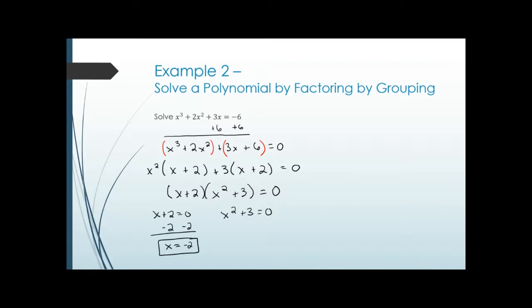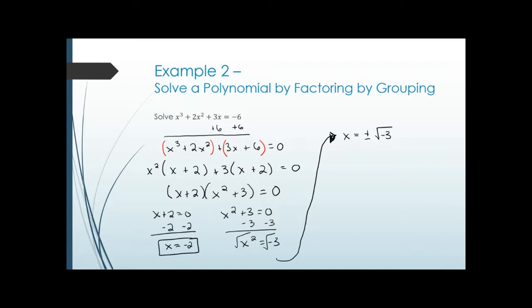Now the x squared plus 3, this is something that I can solve by taking square roots. So I can subtract 3 from both sides, which leaves me with x squared equals negative 3. And then I'm going to take the square root of both sides to cancel out my x squared. So that leaves me with x, and then we always get a plus or minus when we're solving. And then I have the square root of negative 3.